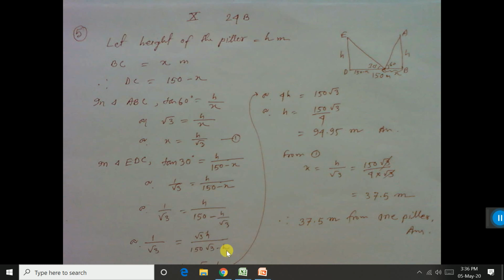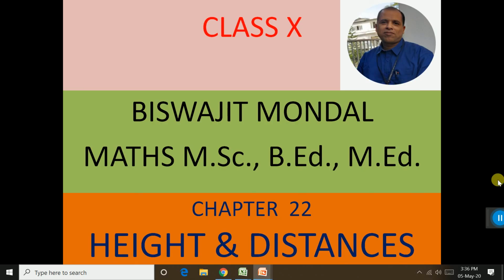Now do cross multiplication. If you do cross multiplication, then you can find the value of h equal to this. So this is the height value. If you put this value here, then you will get x, because h value is this, put here, and root 3 cancel, you do the calculation, 37.5 is the value of x. So the point is 37.5 meter from one pillar. See, from one pillar, this is the position. And that's all for this video.